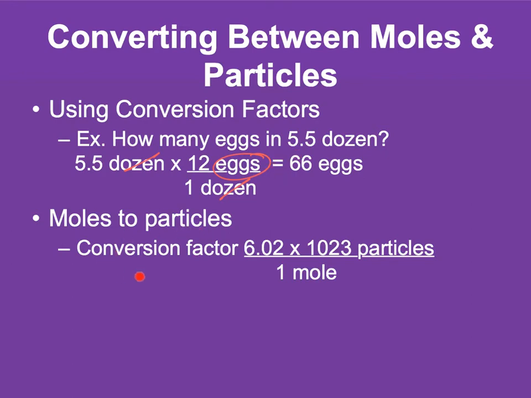Well, when it comes to particles, down below here, the moles to particles conversion, the conversion factor here is 6.02 times 10 to the 23rd particles per every 1 mole. That is our conversion factor. So this many particles, or molecules, or atoms, or formula units, or whatever, is equal to 1 mole. You can have 1 mole of molecules. You could have 1 mole of atoms. You could have 1 mole of formula units.